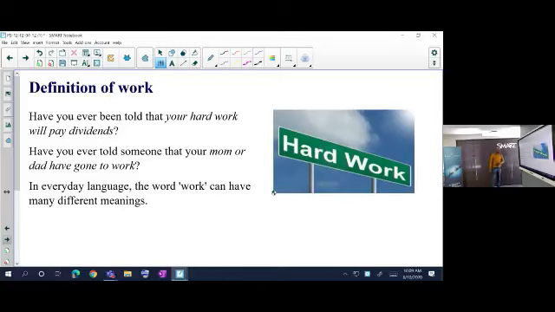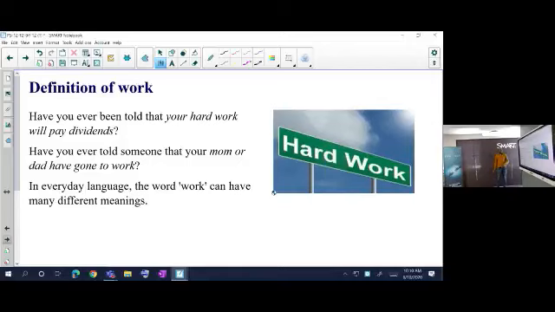Okay, definition of work. Have you ever been told that your hard work will pay dividends? Of course, when we grow up, each and every one of us has been encouraged to work hard. We have been told that if you put effort into a particular work, at the end, you will reap something. As a learner, you have to work hard. You have to study in time so that you can have a good result at the end.